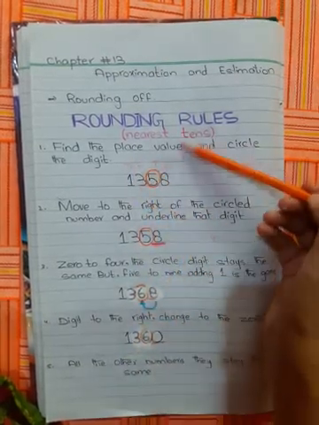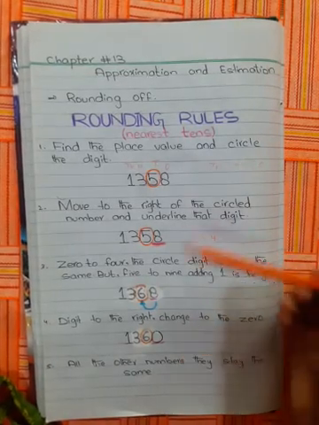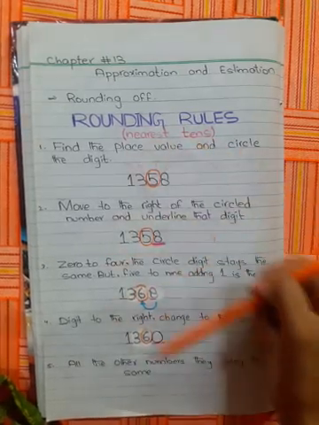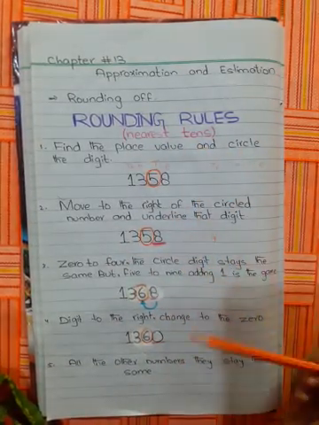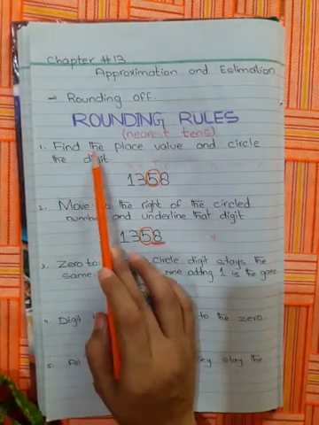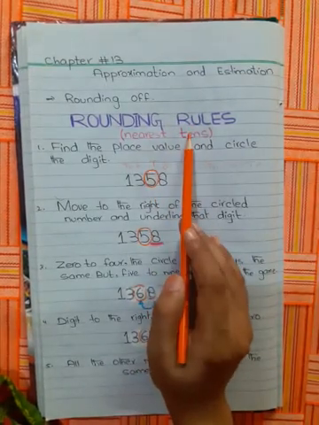So here I have 5 rules of rounding off to keep in mind. For understanding, I have written one example over here to clarify these 5 rules of rounding off. So the first rule, and one more thing, the rounding rules for nearest tens.